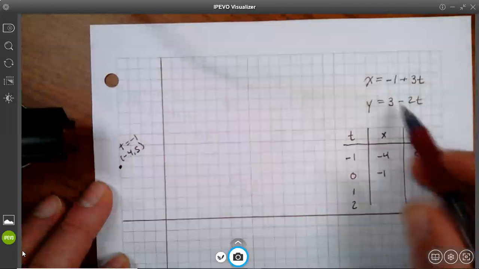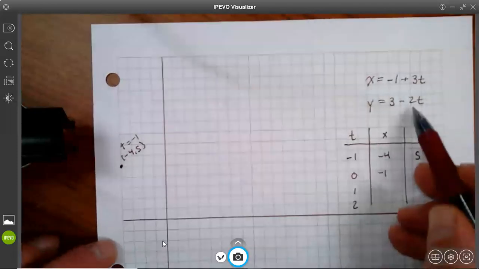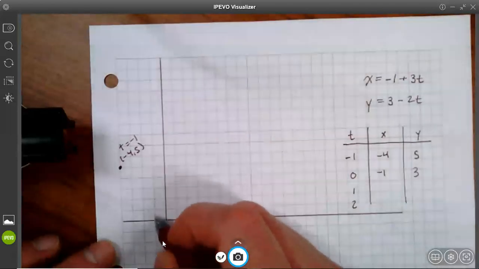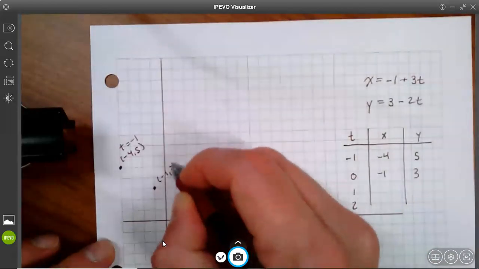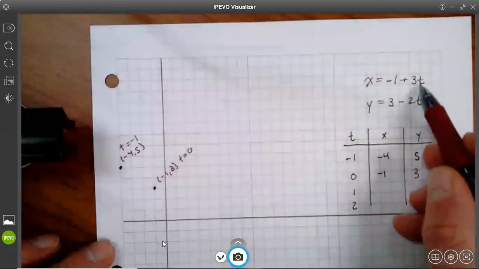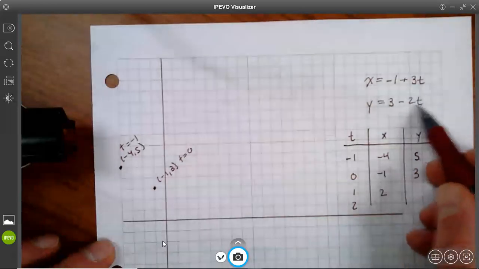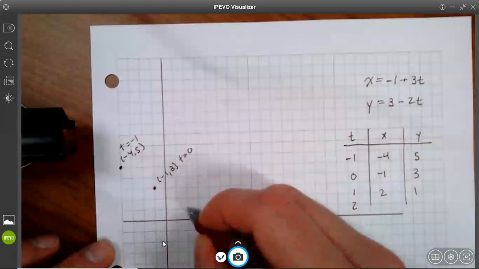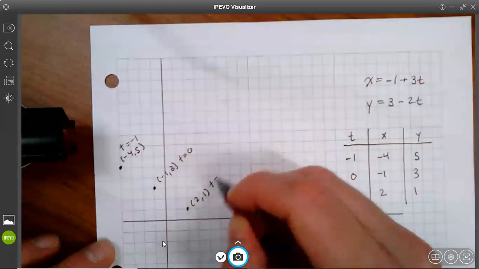Okay, plug 0 into here, and 2 times 0 is 0, 3 minus 0 is 3, so it's -1, 3. Back 1, 1, 2, 3. So this would be the point -1, 3, and t equals 0. For t equals 1, 3 times 1 is 3, minus 1 is 2, and here we have 2 times 1 is 2, 3 minus 2 is 1, so that's the point 2, 1. And that's t equals 1.